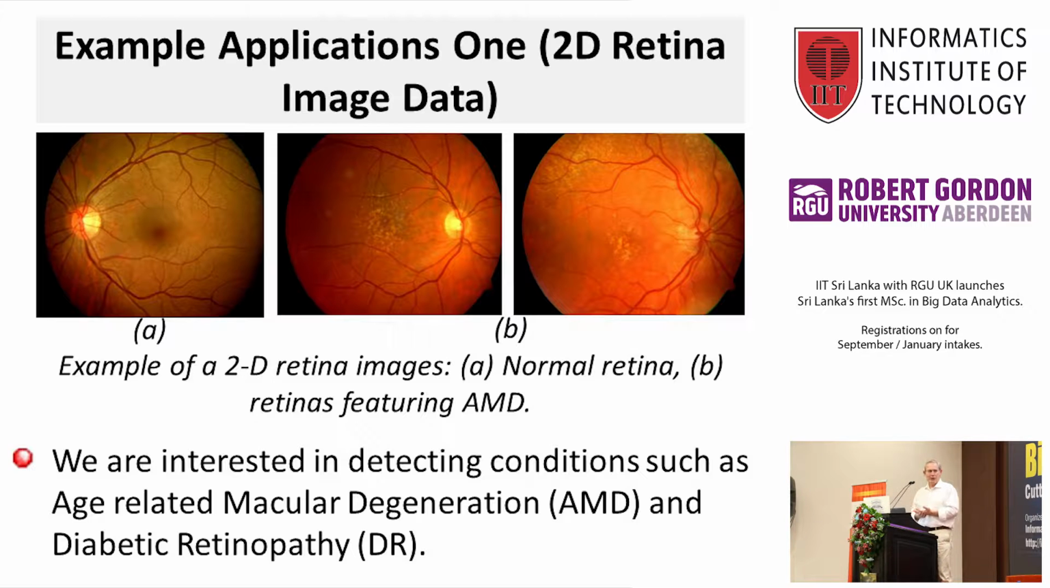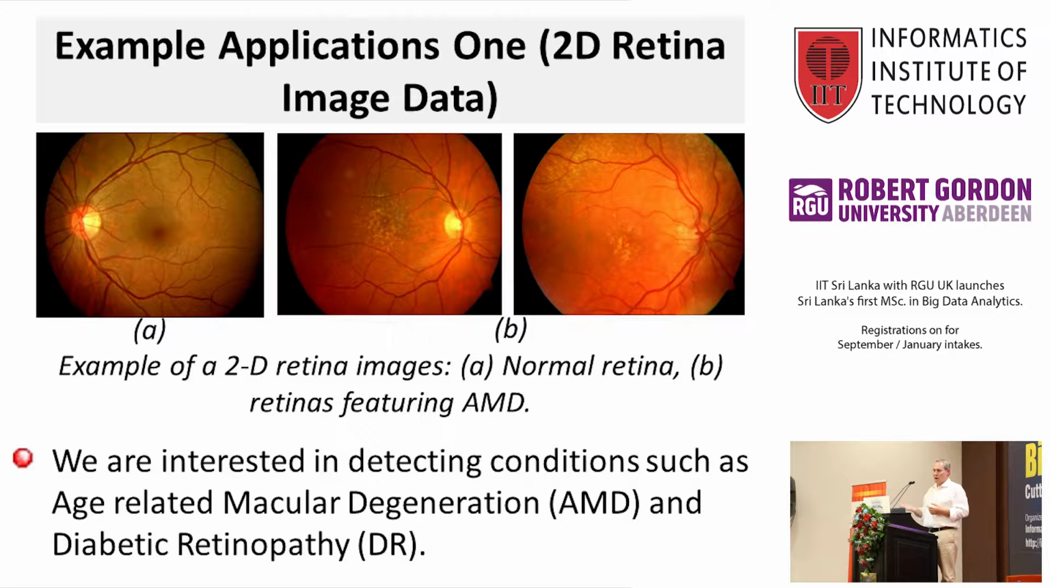So the first application domain is looking at 2D retina images. These are the sort of images that are taken in opticians but are slightly higher resolution. So they're typically done in hospitals where people have things wrong with their eyes. So we've got three images there. On your left-hand side, that's actually one of my eyes. And I'm quite pleased to say when I did this 5 years ago, there was nothing wrong with it. I've not had a checkup since then.